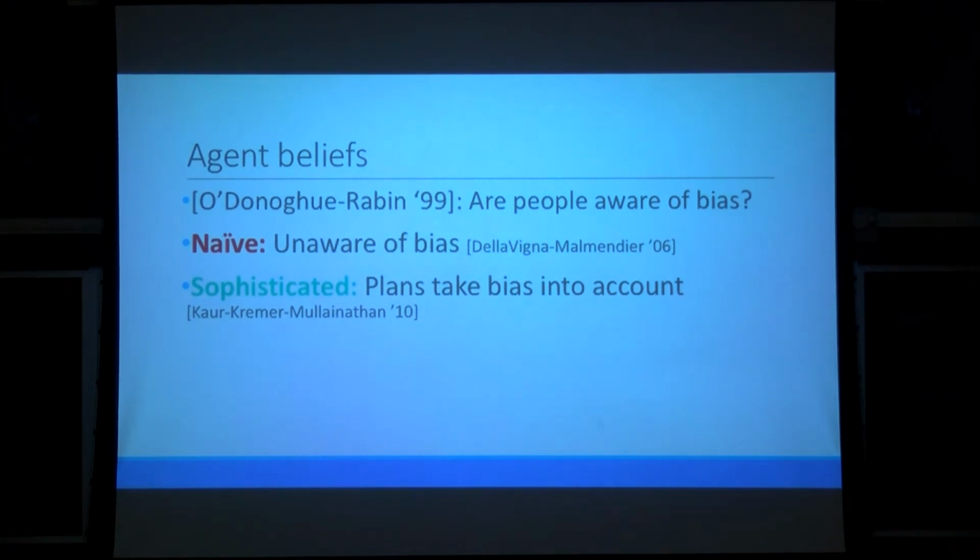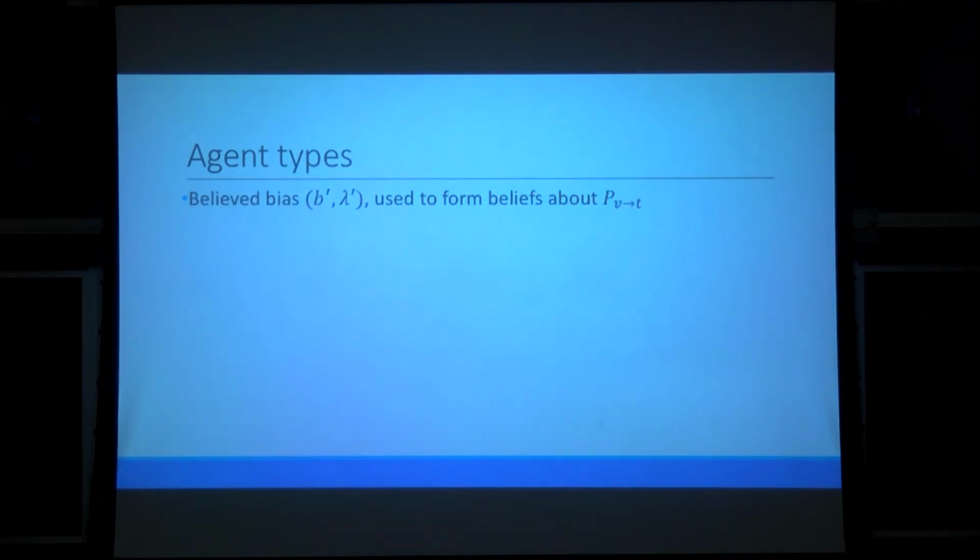Okay? And so it's unclear whether humans are actually naive or sophisticated or some mix of the two. And so what we're going to do is actually have different types of agents corresponding to various degrees of sophistication and actually draw comparisons between them to see what they're going to do. The way that we do this is on top of their actual bias parameters B and lambda, we're going to have these believed bias parameters B prime and lambda prime, which is what the agent actually thinks that they are. And this is how the agents will form their beliefs about their future paths.